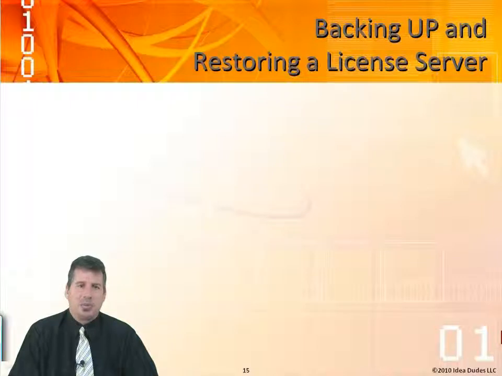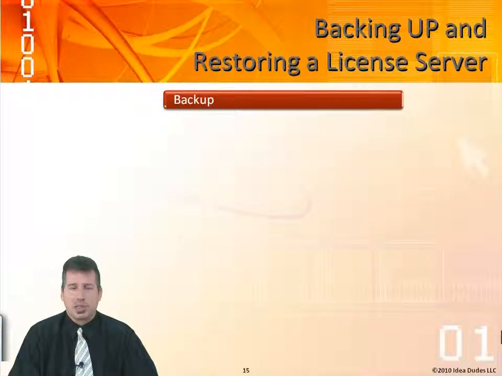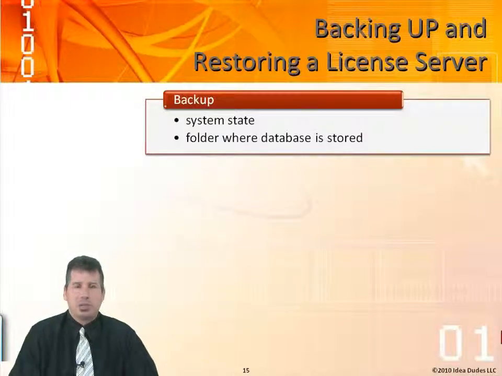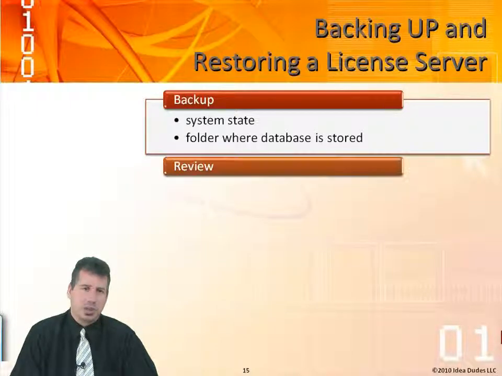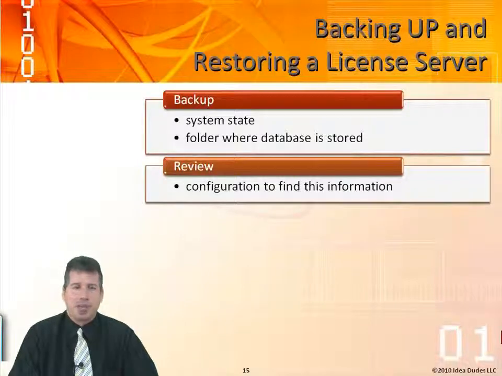We're going to be looking at backing up and restoring a license server. This is one of the things that you need to do, because if the terminal services licensing server goes down, then we need to be able to restore these licenses, or we'll have to contact Microsoft and find our licenses again. So we need to back them up. The way we do this is we back up the system state. The system state includes things like COM+ and your terminal services licensing, also the folder where the database is stored. You also need to review the configuration to find this information. That's where you can look, and it will show you exactly where the folder is that the database is stored.